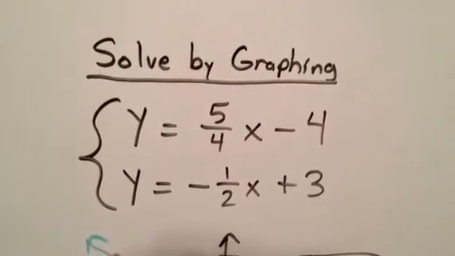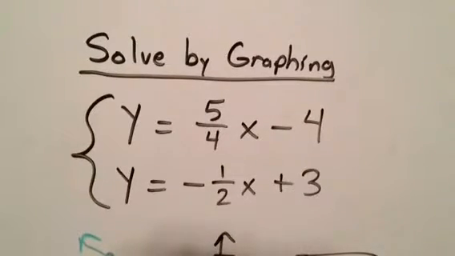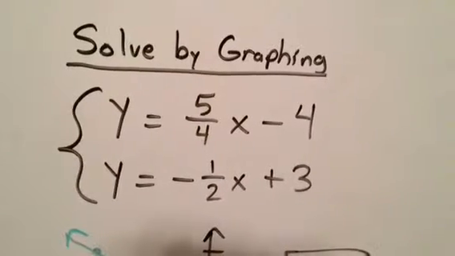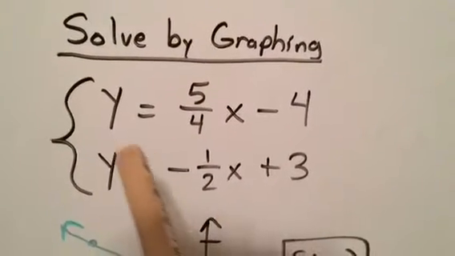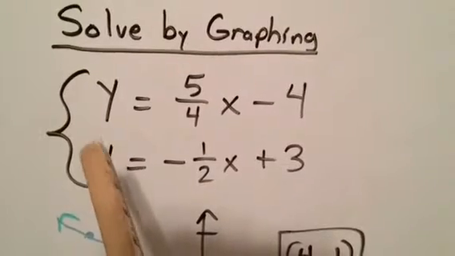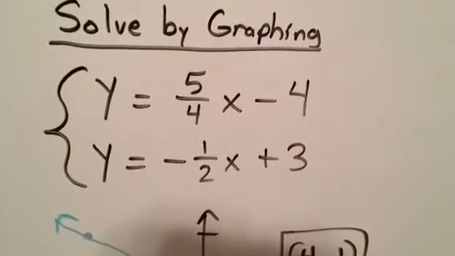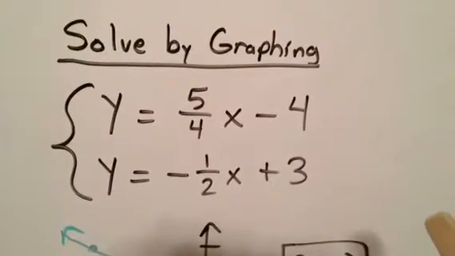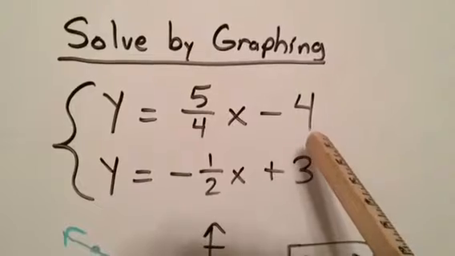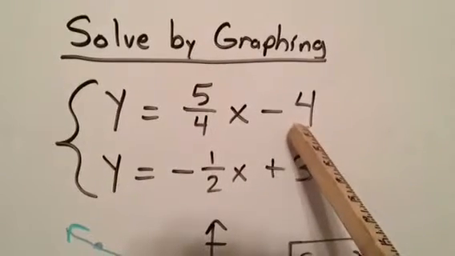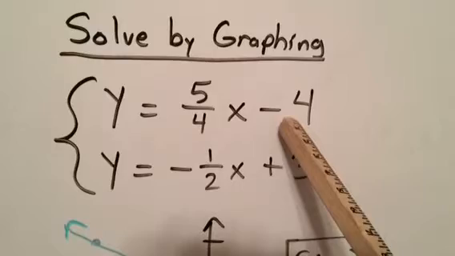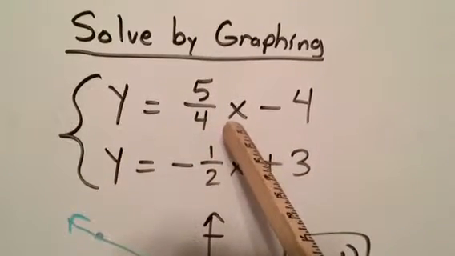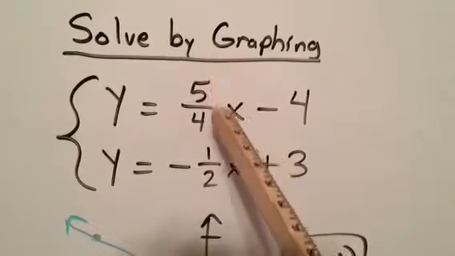In this first video, we look at how to solve any system of equations by graphing. We have two equations. Notice both equations are solved for y, which means they are already in their y equals mx plus b format. As we know from linear functions, the constant term represents the y-intercept of the graph, and the number in front of the x represents the slope, known as rise over run.